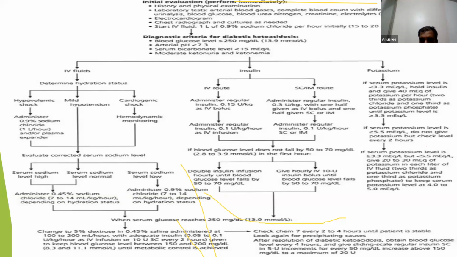And once the patient is okay, we can convert to a subcutaneous regimen. Insulin can be given either by IV route or subcutaneous route. For IV insulin, we can give 0.15 unit per kg as IV bolus. Regular insulin is usually preferred, that is our plain insulin. 0.1 unit per kg per hour as infusion. If blood glucose level does not fall by 50 to 70 milligrams, we have to repeat this until the glucose values are below 250. For the subcutaneous route, the insulin doses will be a bit higher.